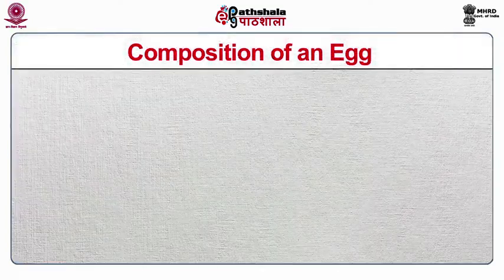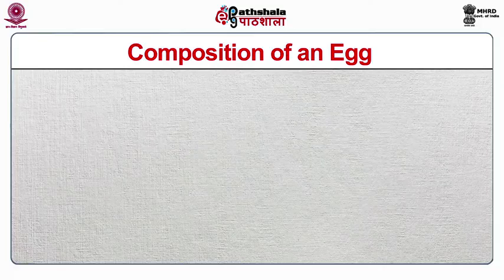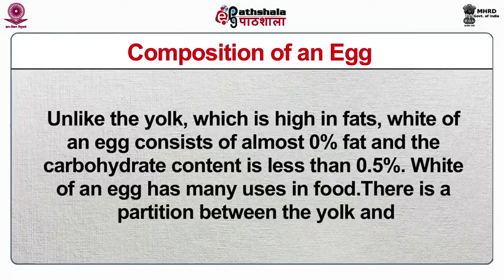The ratio of water and protein is 9:1. The protein consists of three particles: albumin, mucoproteins, and globulins. The white of an egg consists of three parts: the outer thin layer, the middle thick layer, and the inner thin layer. Unlike the yolk, which is high in fats, the white of an egg consists of almost 0% fat, and the carbohydrate content is less than 0.5%. White of an egg has many uses in food.